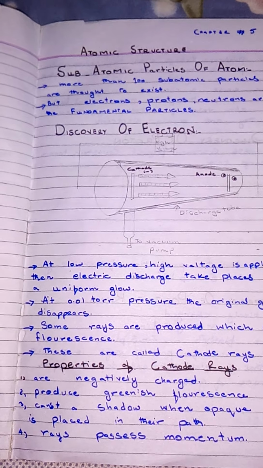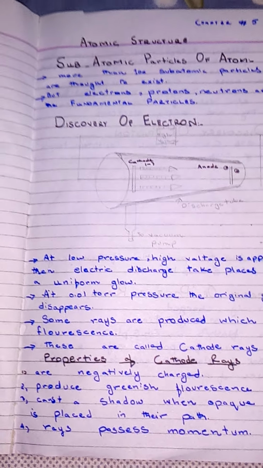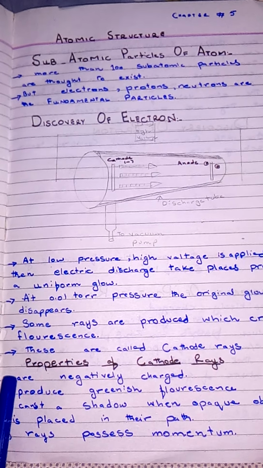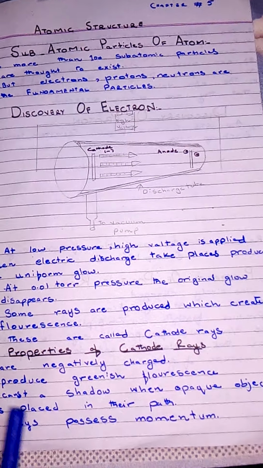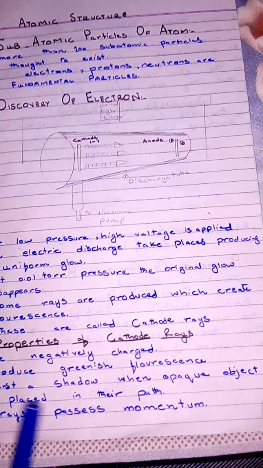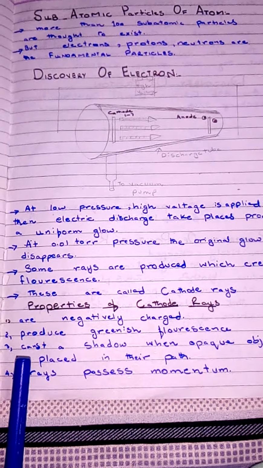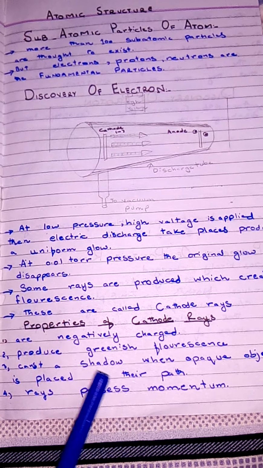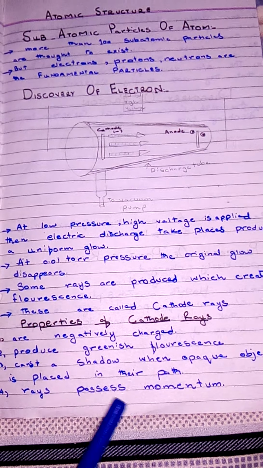Properties of cathode rays. These are the properties of cathode rays. First of all, these are negatively charged. Second property, they produce greenish fluorescence. They can cast a shadow when an opaque object is placed in their path.